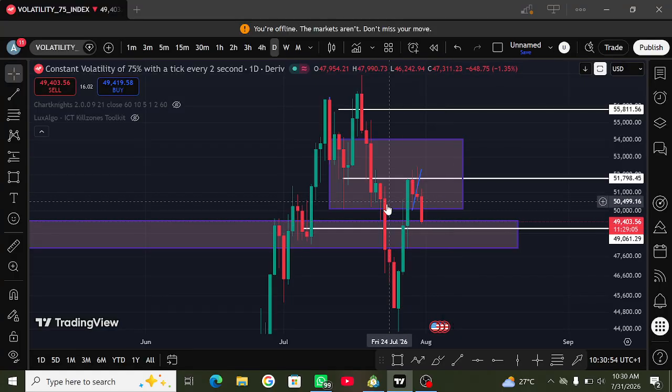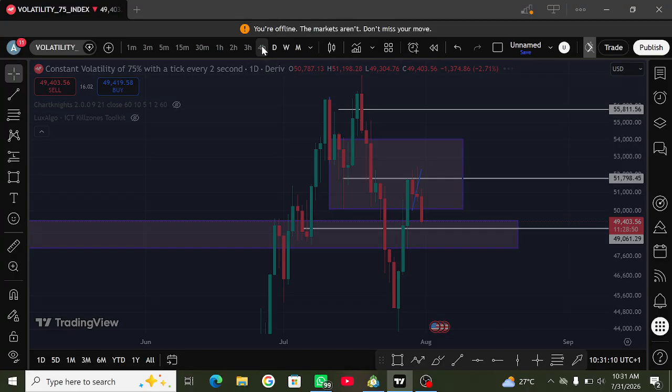If you check, this breaker block was traded into above the 50% Fibonacci retracement level of the breaker area. So having seen this now, what do we do? As at yesterday, when I saw this, I went down to the 1-hour time frame.